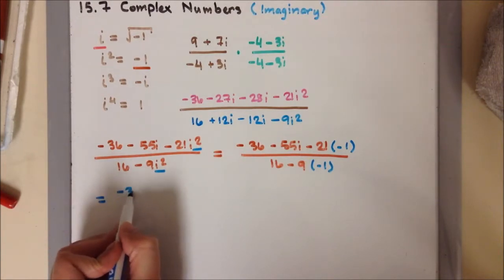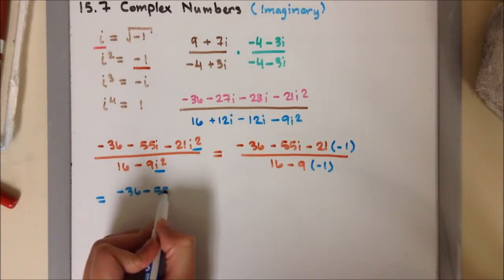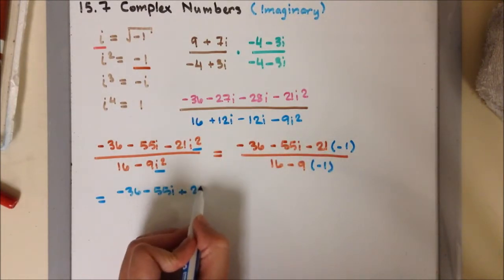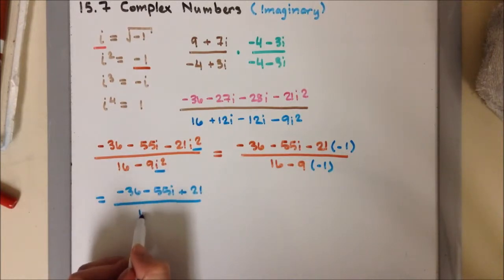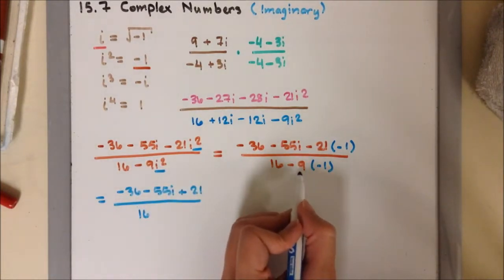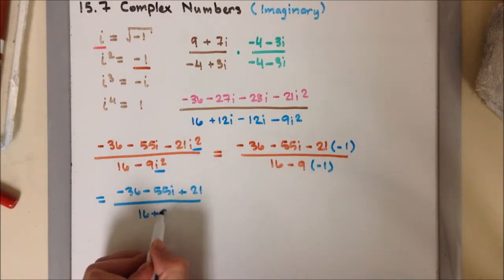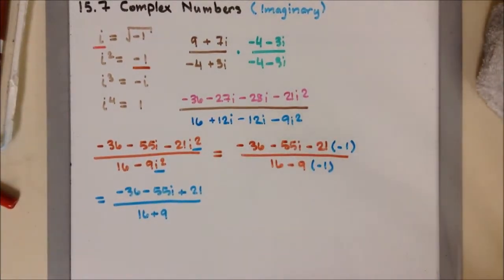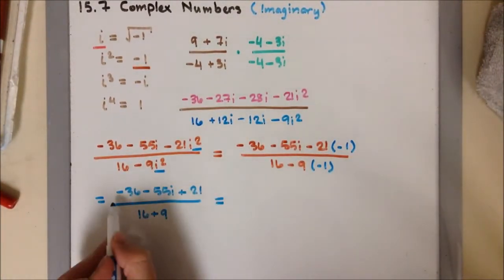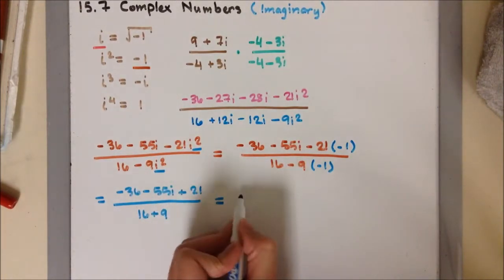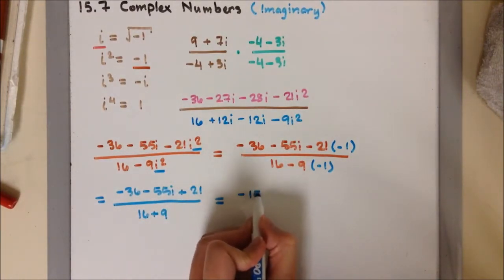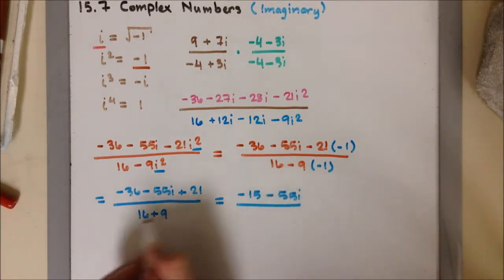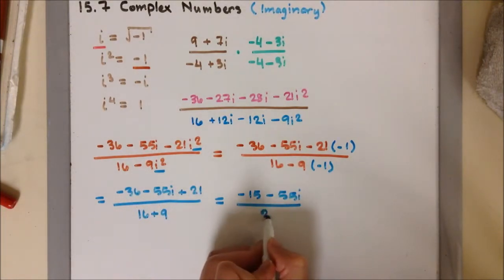I'm still going to have negative 36 minus 55i, but negative 21 times negative 1 will be positive 21 over 16, and over here, negative 9 times negative 1 is positive 9. Then I'm going to combine my real numbers in the numerator and in the denominator. So negative 36 plus 21 will be negative 15, and then minus 55i over 16 plus 9 is 25.